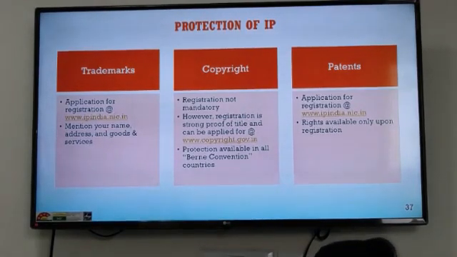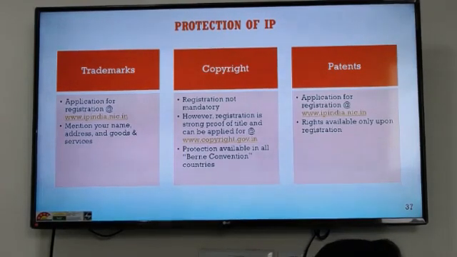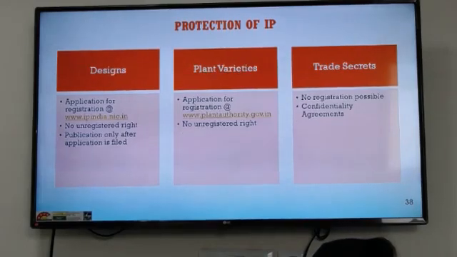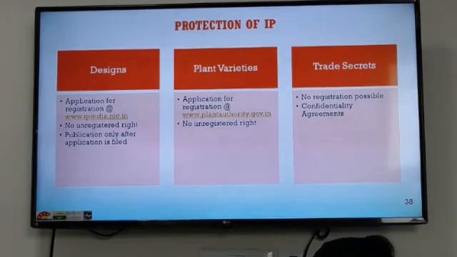For patents as well, like I said, rights are available only upon registration. So again, you go to the IP India website and you get a registration. Designs, again, same thing, no unregistered right, neither for plant varieties. I've told you this. These are all basically on the IP India website. Once you go there, you'll be able to click on each of the tabs.